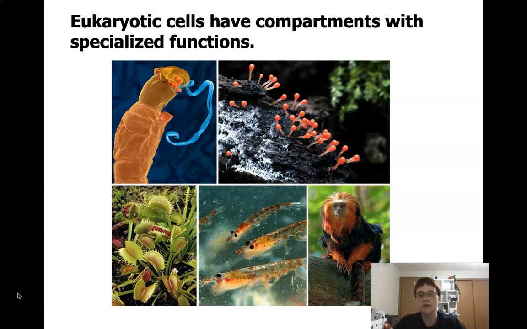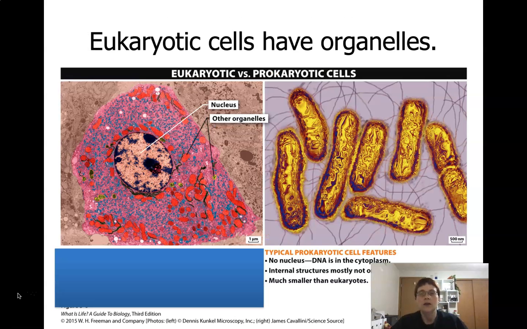So what I've got here are examples of different eukaryotic organisms. These are all actually multicellular eukaryotic cells, but we can have single cell eukaryotes as well. So how do you tell a eukaryotic cell from a prokaryotic cell?